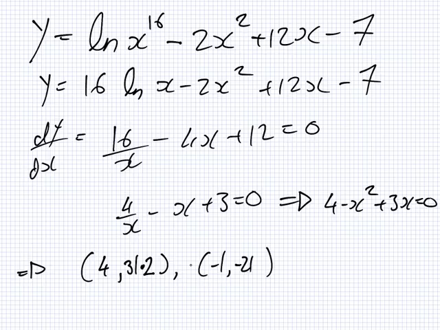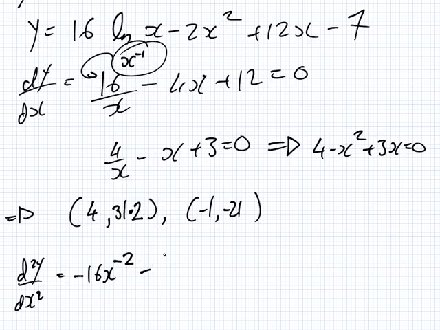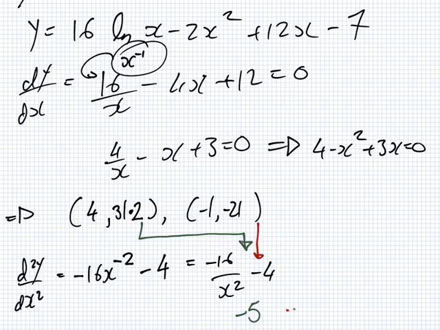To check which is the max and the min, we need the second derivative. Now, here, I should change this into x to the power minus 1. So this becomes minus 16x to the minus 2, this one becomes minus 4, and this one becomes 0. So this is minus 16 over x squared minus 4. Let's check the first point. If I put this point in, do I get a positive or a negative? I get a negative, minus 5. And if I put this other point in, I get minus 20. Both are negative, so both are concave, which means both are maximum points.